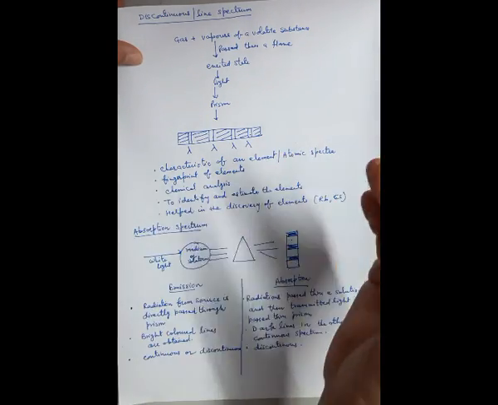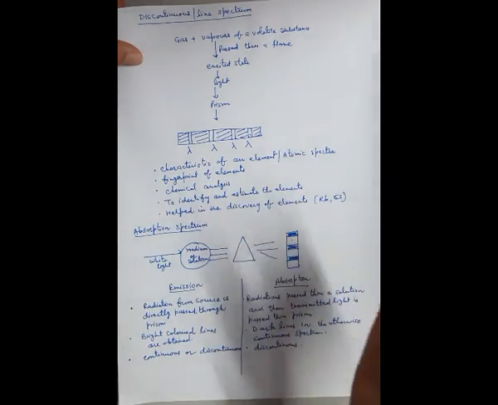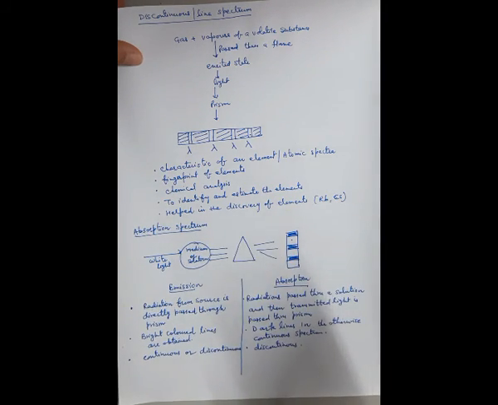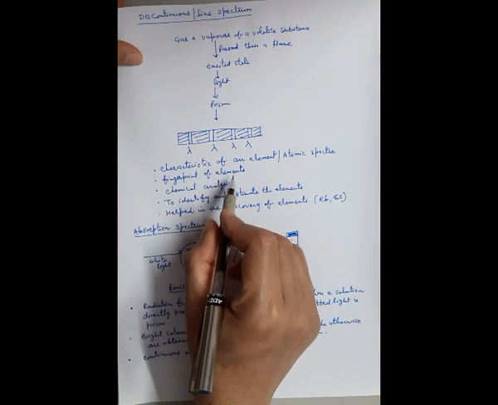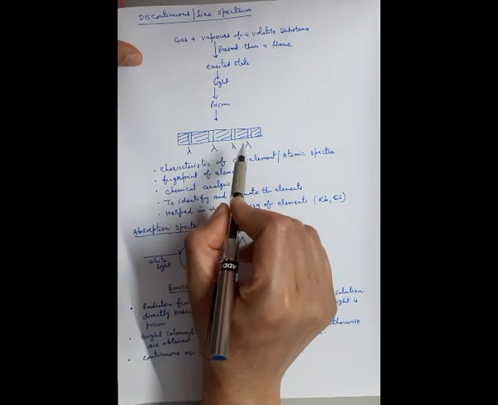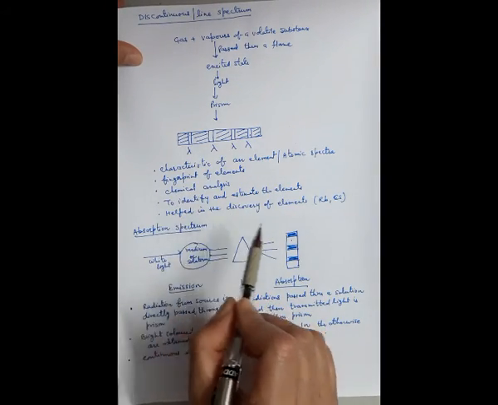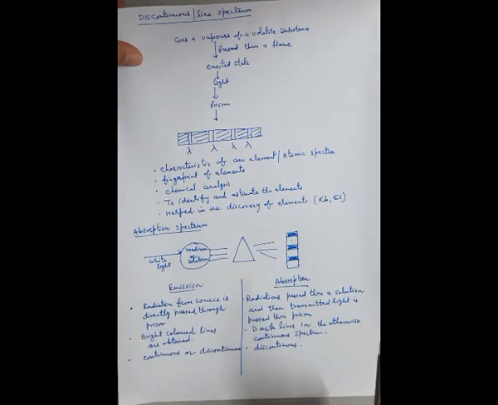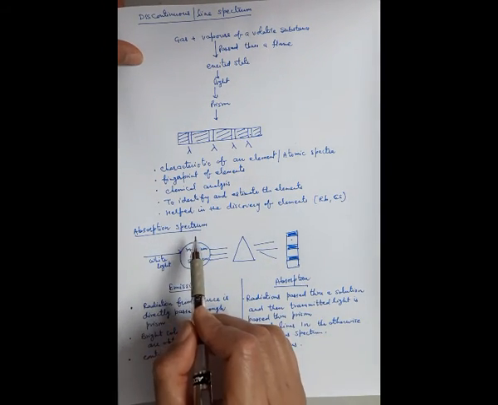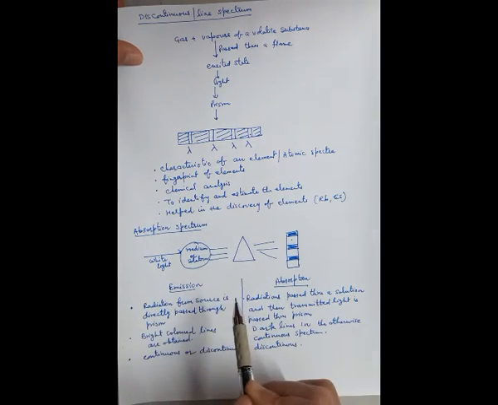Sodium spectrum is different from potassium. Potassium spectrum is different from calcium. So they are fingerprints of the element. These lines are obtained at specific wavelengths, and they are also used in chemical analysis to identify and estimate the elements. Absorption spectrum is very different from emission spectrum.